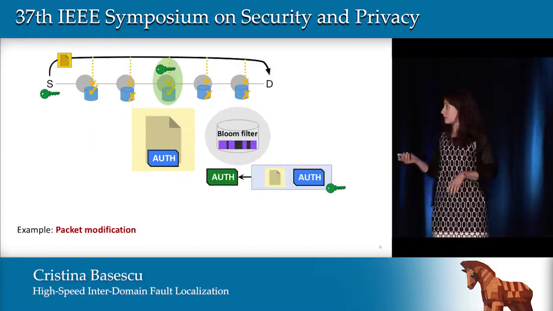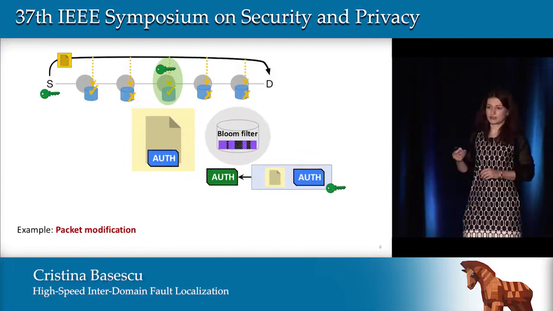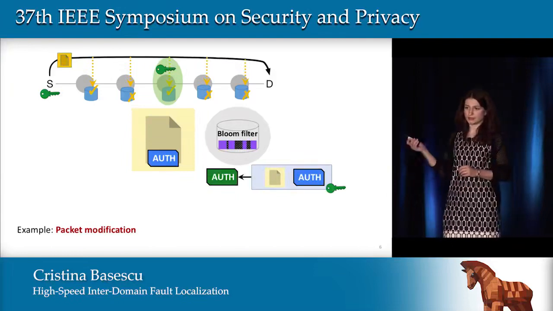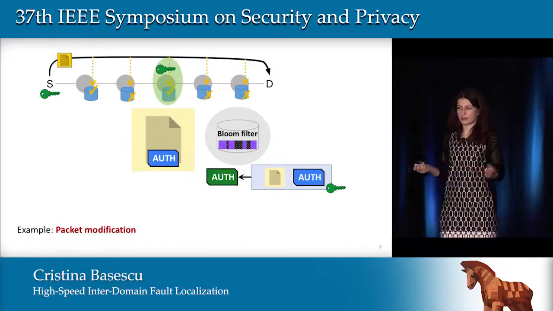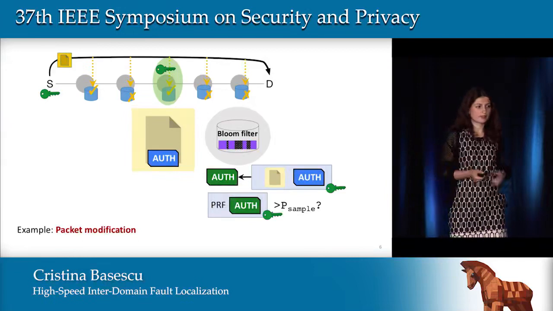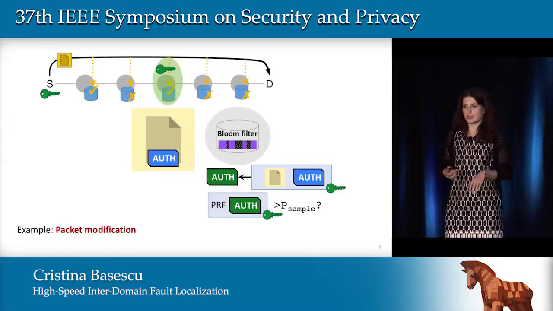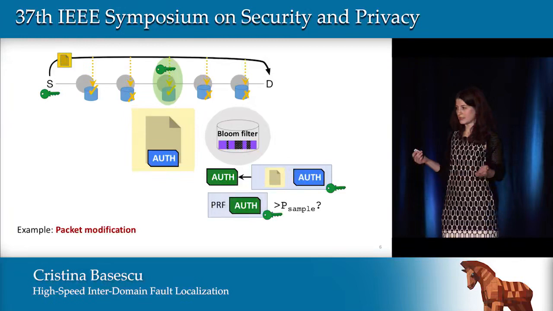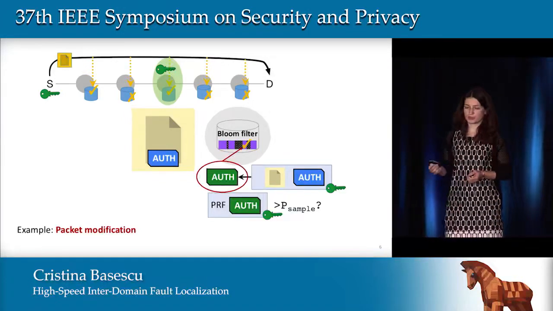And so when a packet reaches this node, the node first updates the authenticator based on the packet contents and the previous authenticator. So it's a nested authenticator. And then it randomizes the sampling decision based on this field. If the output is greater than the sampling probability, it's going to store it in the Bloom filter.